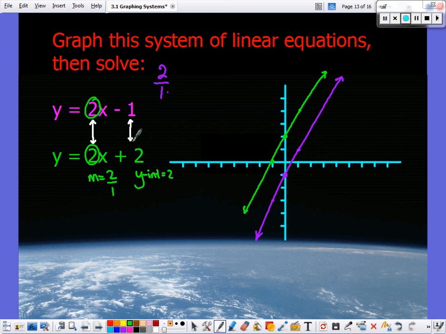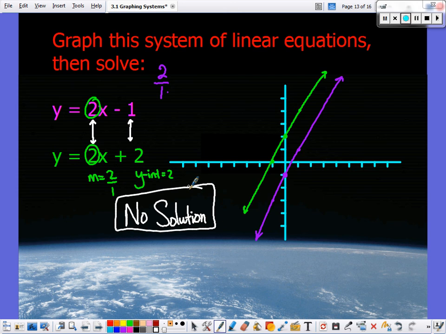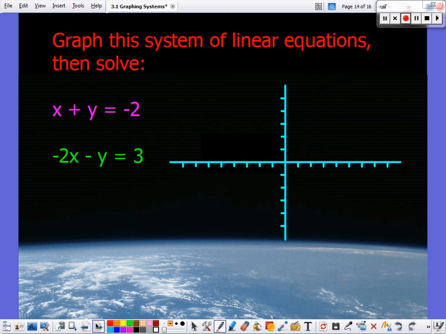They're parallel. Parallel lines never intersect, and therefore what your answer should be on one like this is no solution. So if they're parallel, you would have no solution. They don't intersect anywhere. The next one we'll take a look at is now written in more standard form. So we have to do a little bit of work before we get to the graphing.